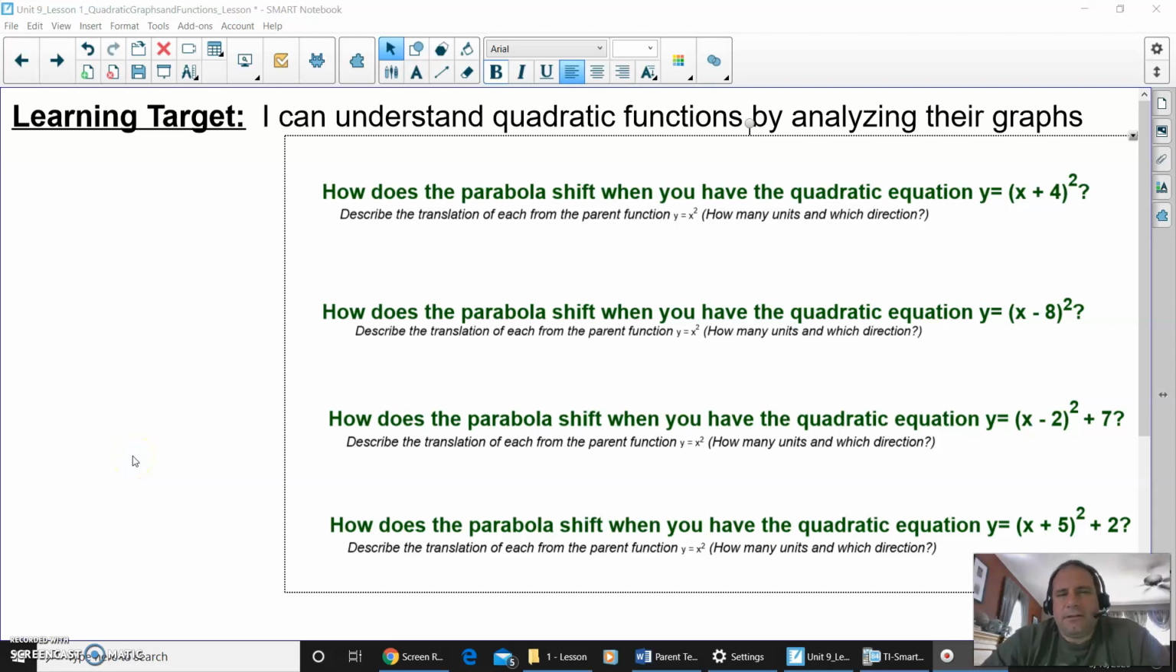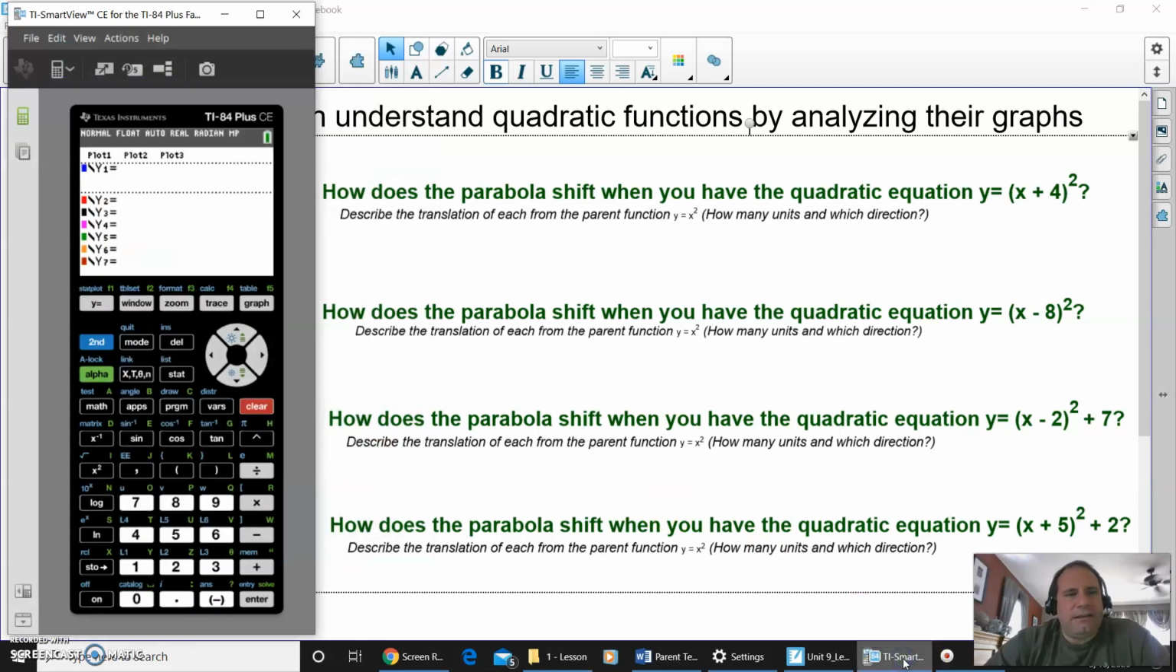In these couple of questions here, I wanted to go over how to graph quadratic functions and determine how a parabola would shift according to the quadratic equation that is given. So right away, you definitely need your calculator, and hopefully you do have one. The TI-84 is your tool here that you are going to use to become successful at these questions.